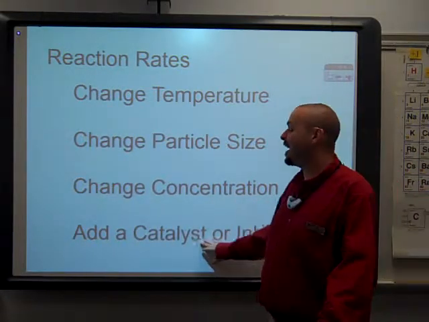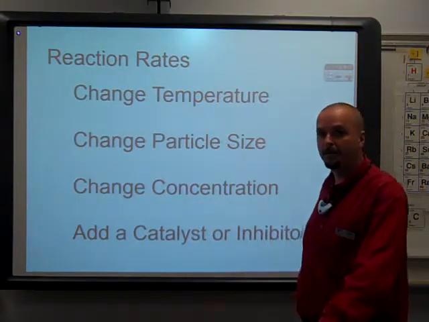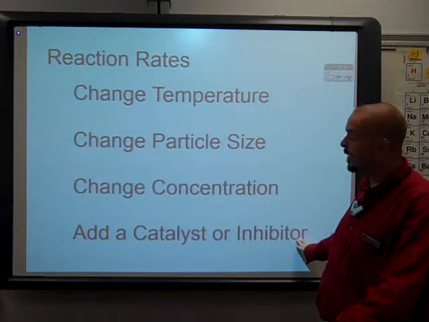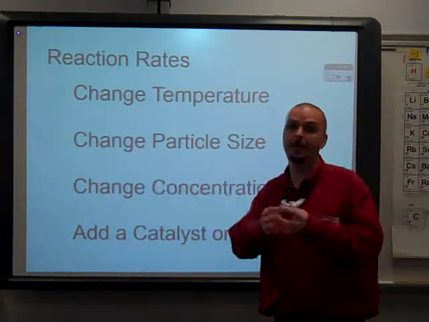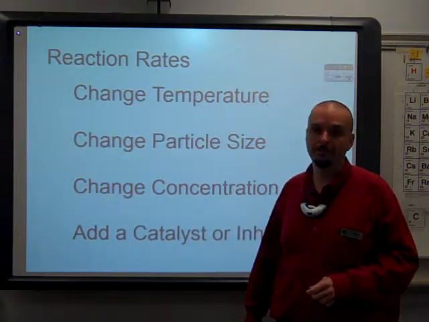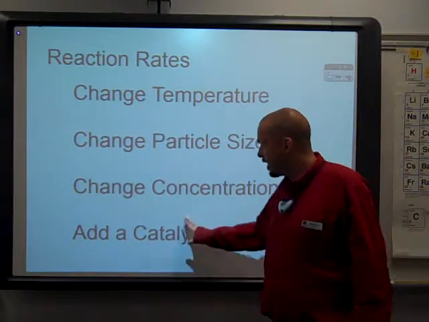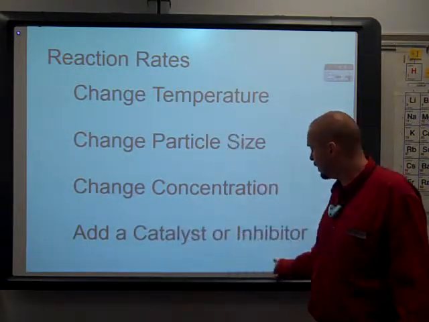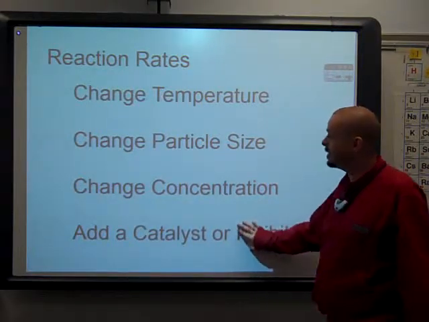And finally, we can add a catalyst or an inhibitor. These work a little differently. Catalysts will speed up the chemical reactions. Inhibitors will slow them down. What the catalyst does is basically get our reactants and force them together. It lowers what we call the activation energy. It reduces how hard they have to hit each other before they react. So that will speed up the reaction. The inhibitor does the opposite. It gets in the way. And since it gets in the way, it slows our reaction down.